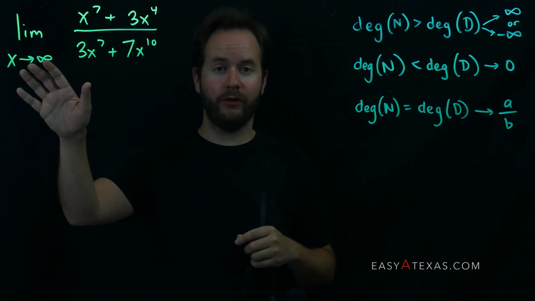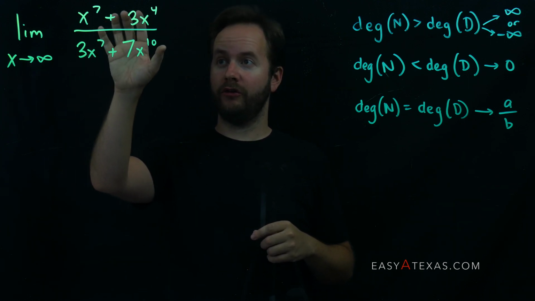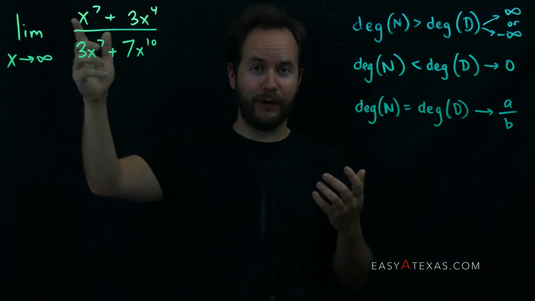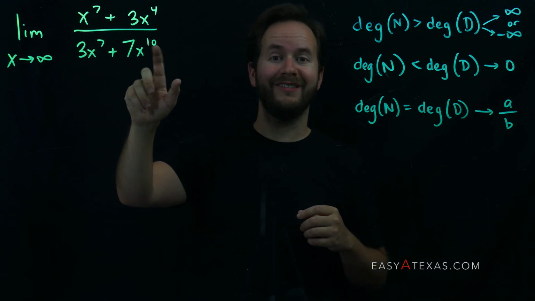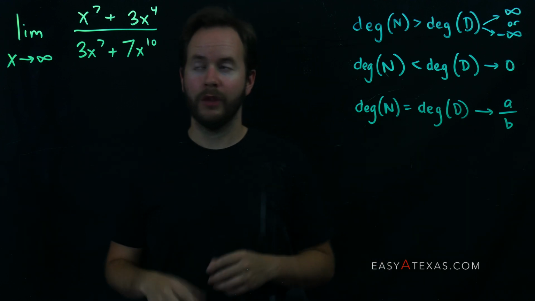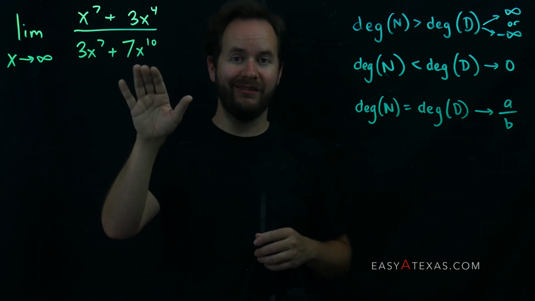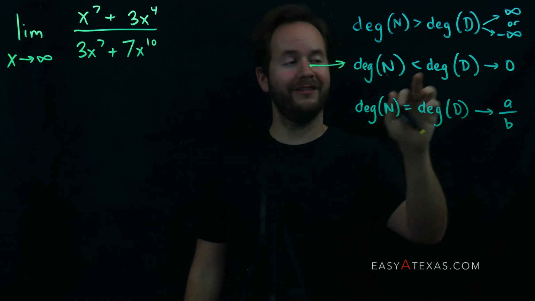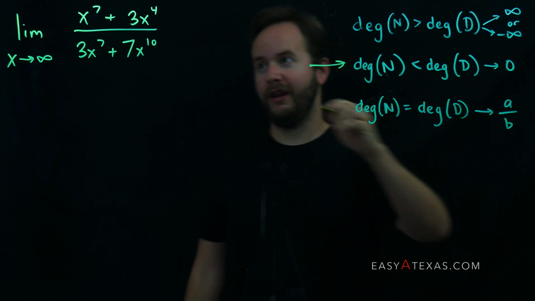So when you have the limit as x going to infinity, I have two polynomials, one on the top, one on the bottom. The degree of this polynomial is 7, the highest power that we see here, and the degree of this polynomial is 10, the highest power that we see down below. Here, the degree of the numerator is less than the degree of the denominator, so that's going to give us this case here where the degree of the numerator is less than the degree of the denominator, which gives us an answer of 0.